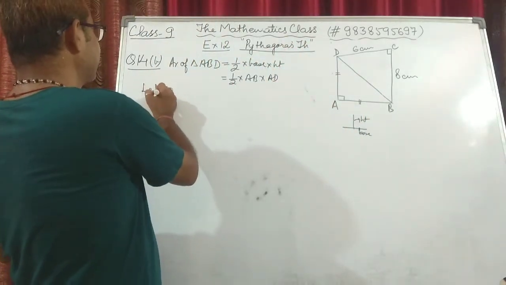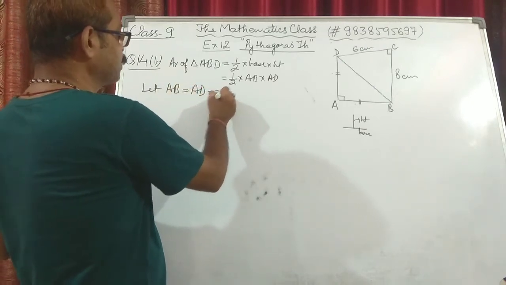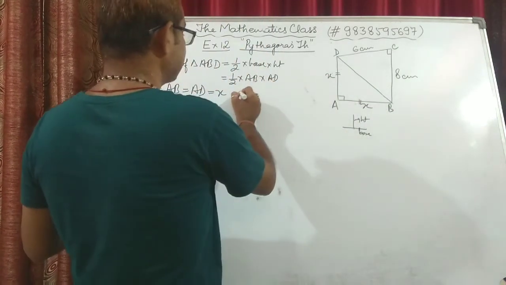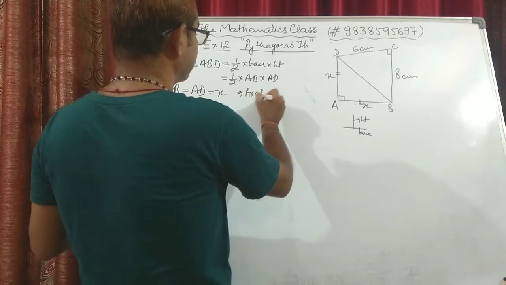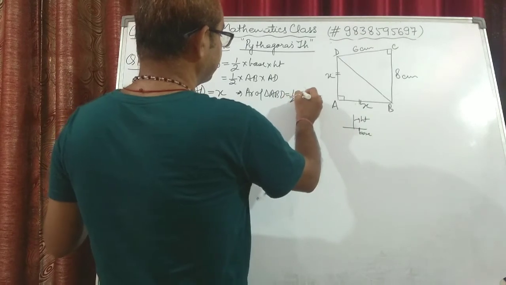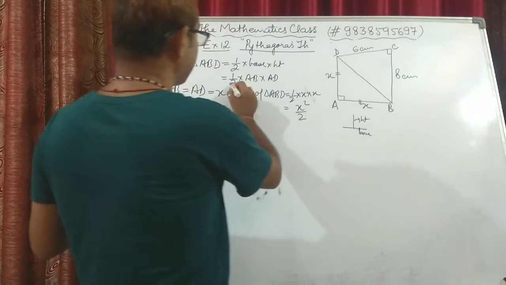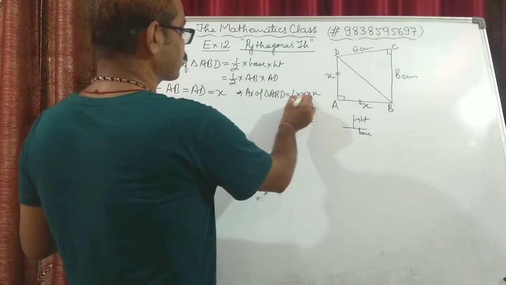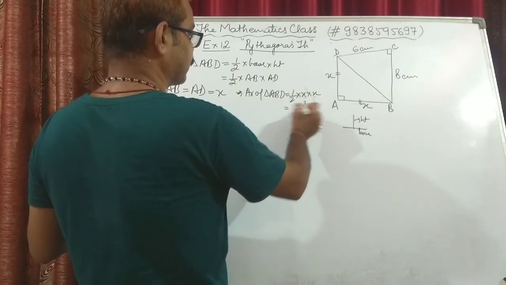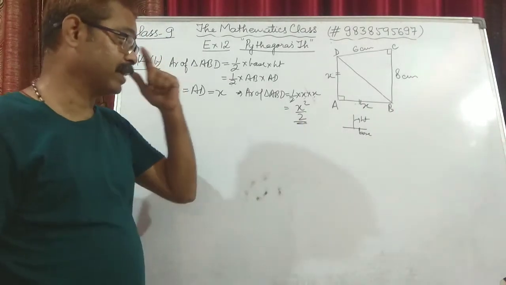So we can say let AB is equal to AD is equal to X. If this is X, then this also has to be X. So the area of triangle ABD can be written as half into X into X. AB was X, and AD was X. So X into X is X square into 1 upon 2. So it becomes X square upon 2. So we have to find basically the value of X square.